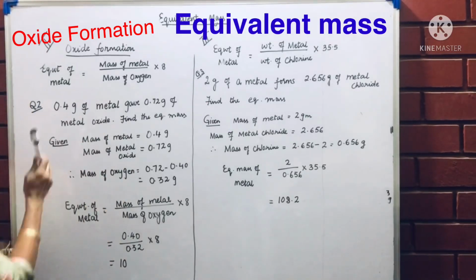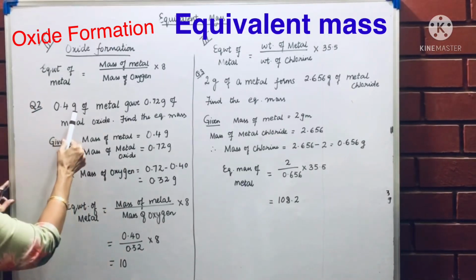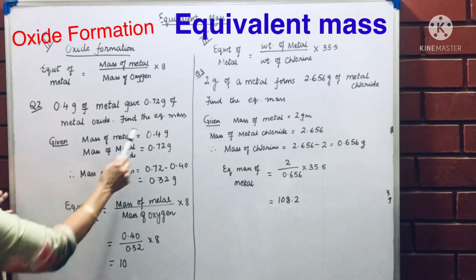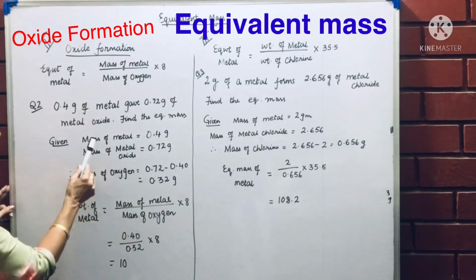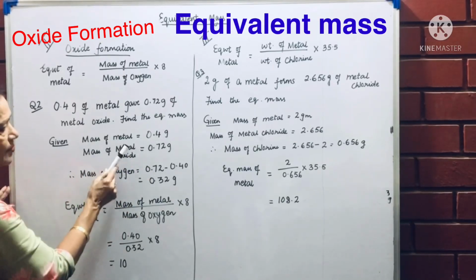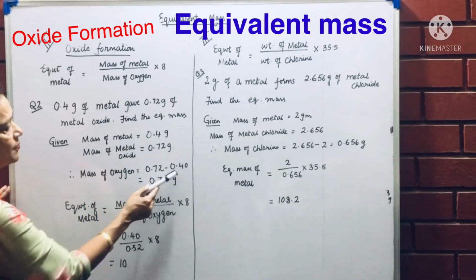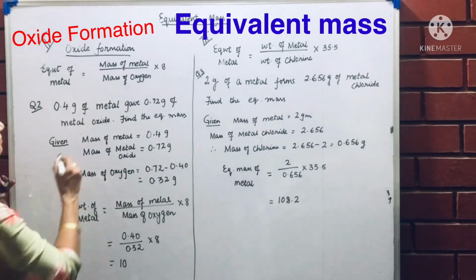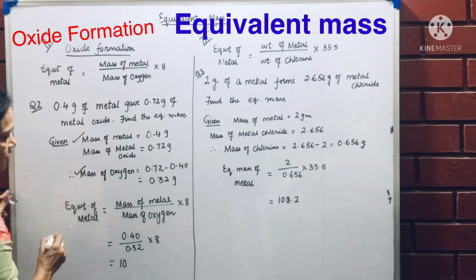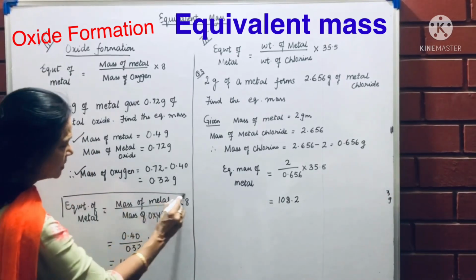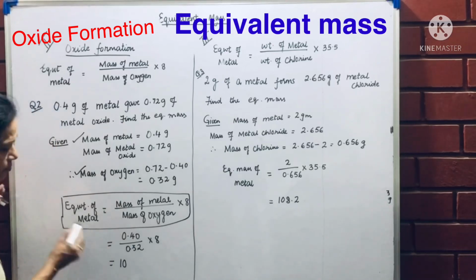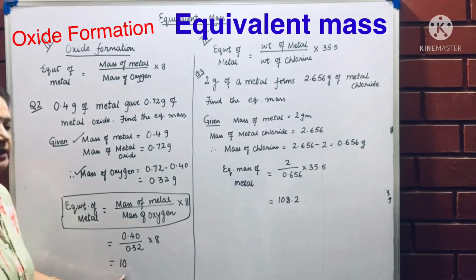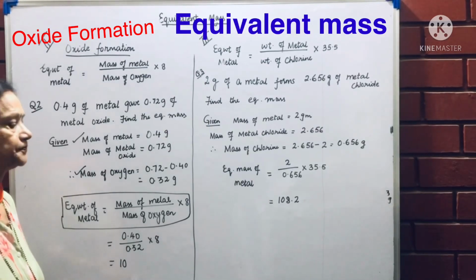So anyway, look at the question which is given here. 0.4 grams of a metal gave 0.72 grams of metal oxide. Find the equivalent mass. Now you know mass of the metal is given, mass of metal oxide is given. If you subtract, you will get the amount of oxygen. So now you have everything, mass of metal and mass of oxygen. Just substitute in this formula, mass of metal upon mass of oxygen into 8, and you will get the equivalent mass as 10.